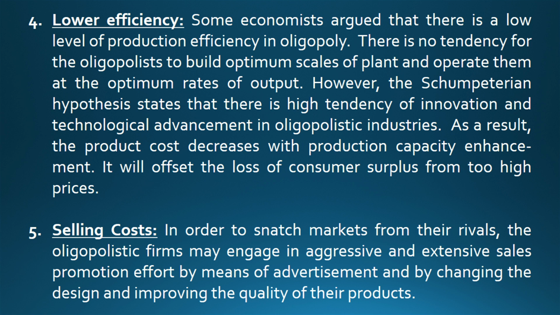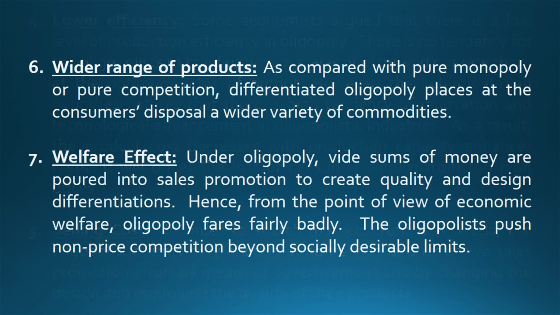5. Selling costs, in order to snatch markets from their rivals. The oligopolistic firms may engage in aggressive and extensive sales promotion effort by means of advertisement and by changing the design and improving the quality of their products. 6. Wider range of products, as compared with pure monopoly or pure competition. Differentiated oligopoly places at the consumer's disposal a wider variety of commodities.